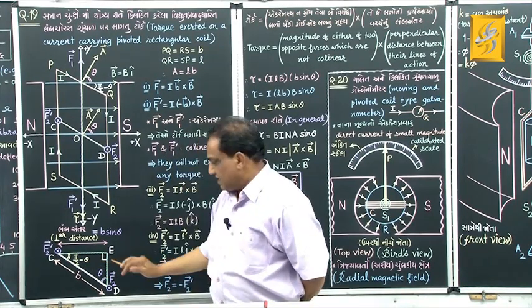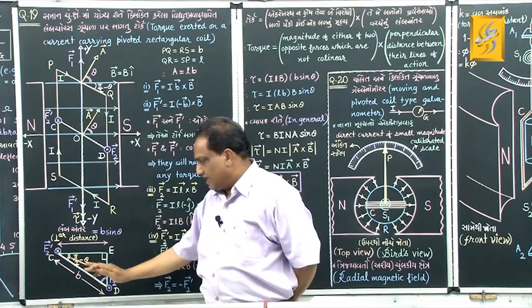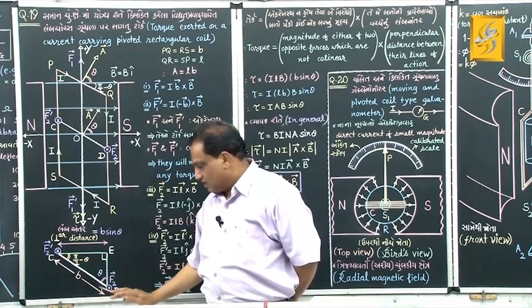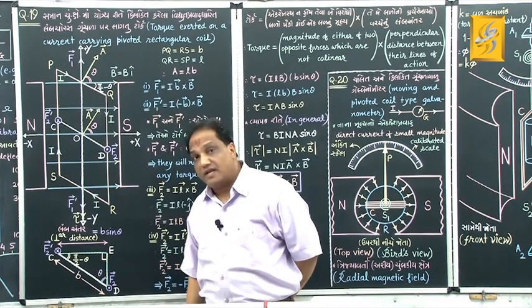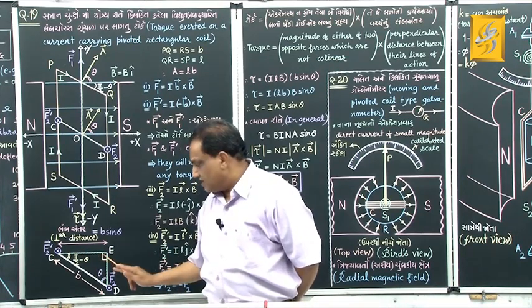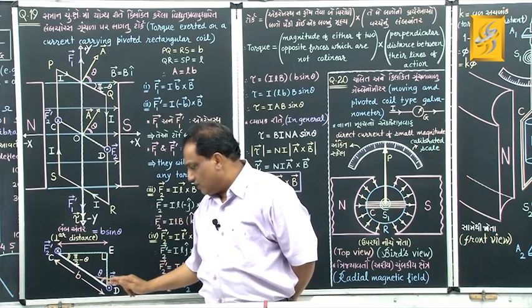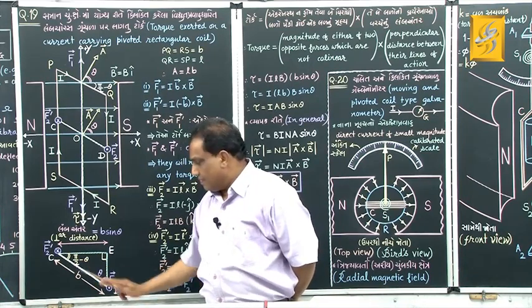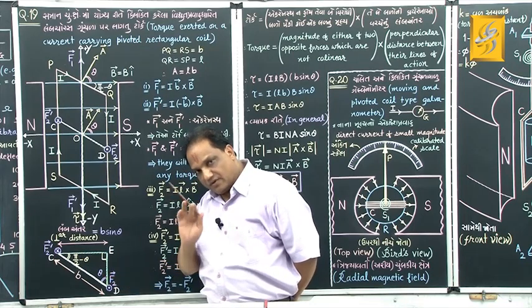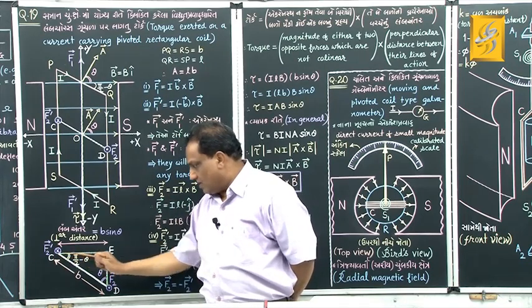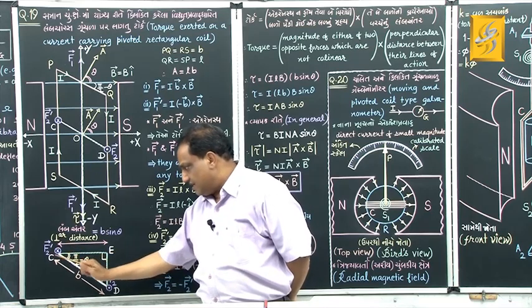Correct? This angle is pi by 2. This angle is pi by 2 minus theta. So this must be theta. Because addition of these three has to be 180 degree. Correct? If one angle is 90 degree, addition of remaining two must be 90 degree, that is pi by 2. If this is pi by 2 minus theta, this must be theta. Correct? Now tell me, you want this perpendicular distance, that is CE.